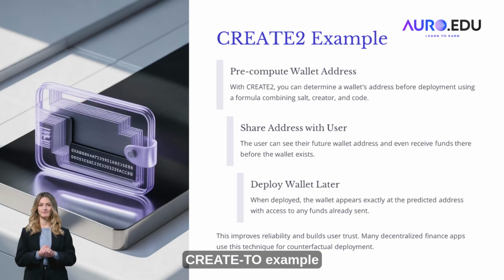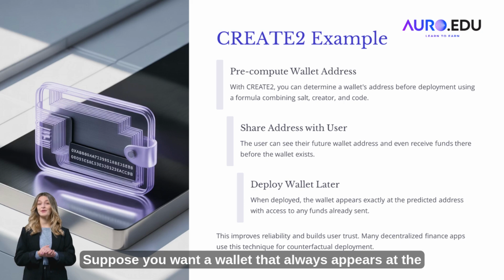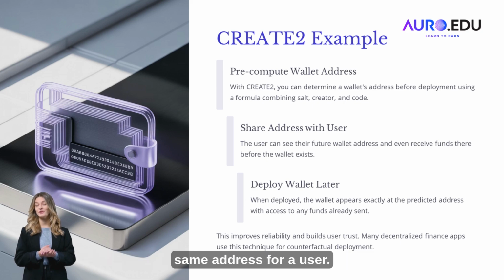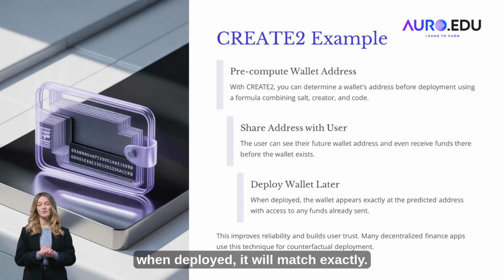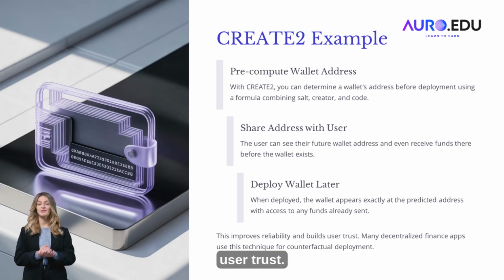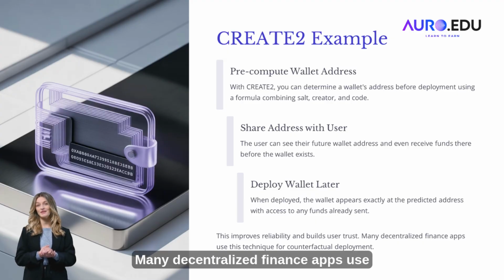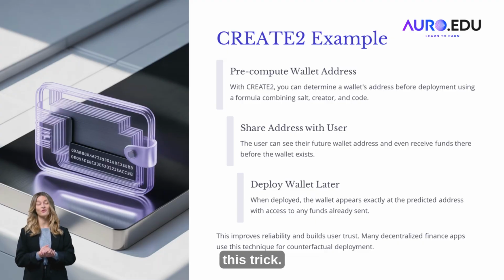Create2 example. Suppose you want a wallet that always appears at the same address for a user. With Create2, you can pre-compute and share that wallet address. Later, when deployed, it will match exactly. This improves reliability and builds user trust. Many decentralized finance apps use this trick.